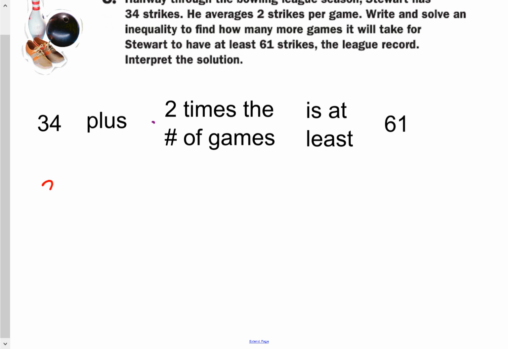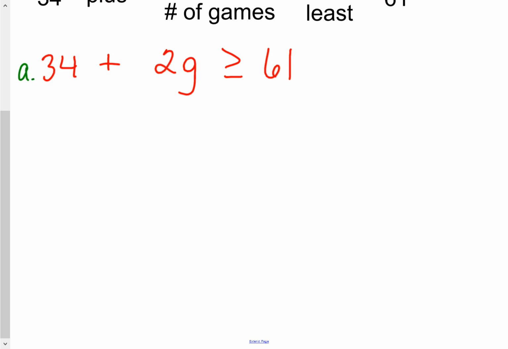So we have 34 plus 2 times the number of games, so I'll say 2g, I'm going to use g as the variable for games, is at least, which means greater than or equal to, 61. Now when we say is at least, it means that 61 is the least number that it can be, and it can be many more, like 62, 63, 64, and so forth. Okay, so this is part A. This is my inequality. Now let's go ahead and start solving the inequality.